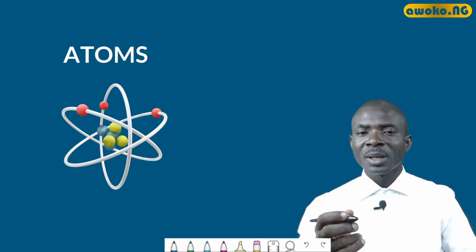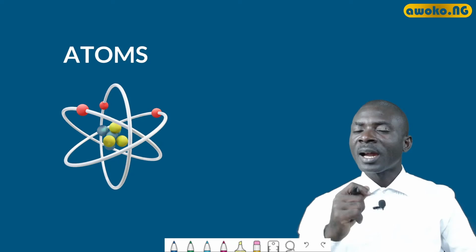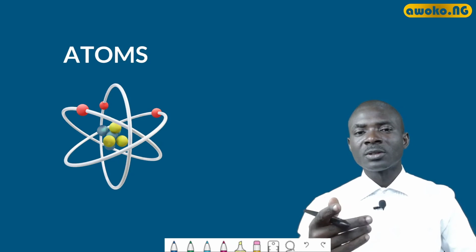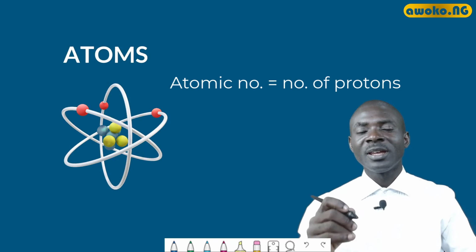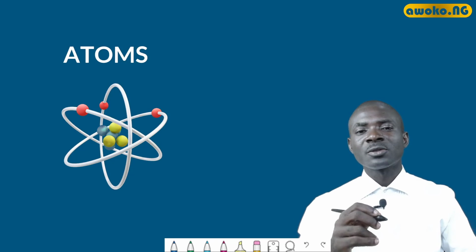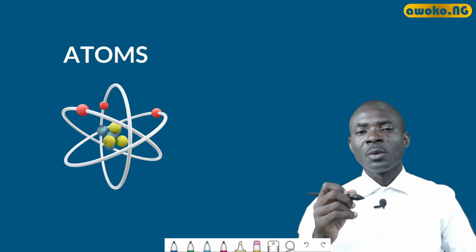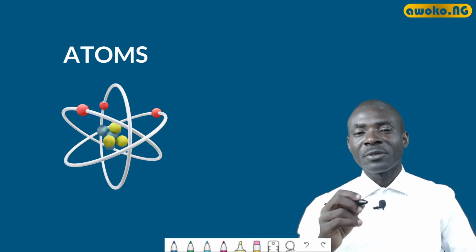Of course, the number of protons is the same as the atomic number of the element. So let's assume you are given the atomic number of an element and you are asked to find the number of protons or the number of electrons. It is the same as the atomic number of the element. The element also has a mass number. So if you are asked to find the number of neutrons, what you simply do is subtract the number of protons from the mass number, and that gives you the number of neutrons.